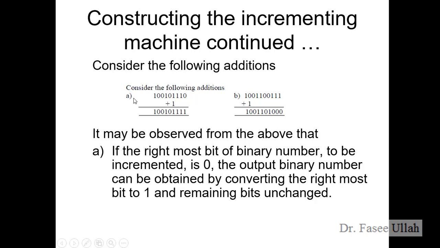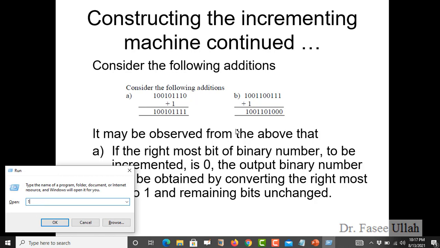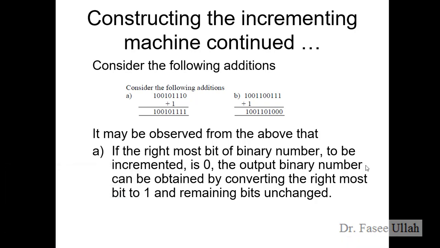We have the first example, which is represented by A. This is the input, and we are performing the increment machine. For the increment machine, we add a 1 to that input, performing the binary addition. Let me write it over here: 1, 0, 0, 1, 0, 1, 1, 1, 0. So how can we perform this?